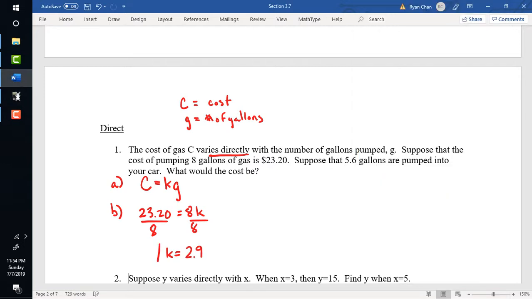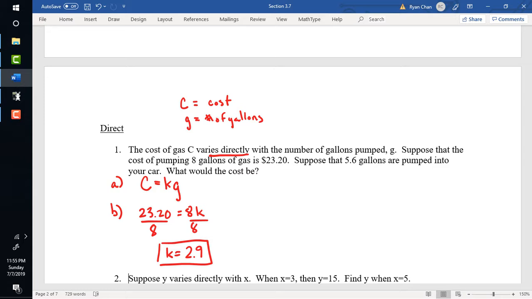So remember the following here. If K is 2.9, that means K will always be 2.9 because 2.9 is a constant, okay? So what's the difference between K versus C and G, right? K will always be that same number, 2.9. C and G, even though they're letters, they could be represented by any specific number, okay? Right? So C could be $23.20. C could even be $50, depending on whatever G becomes. So C and G can change in many different ways, but K will always be 2.9 based off of our problem.